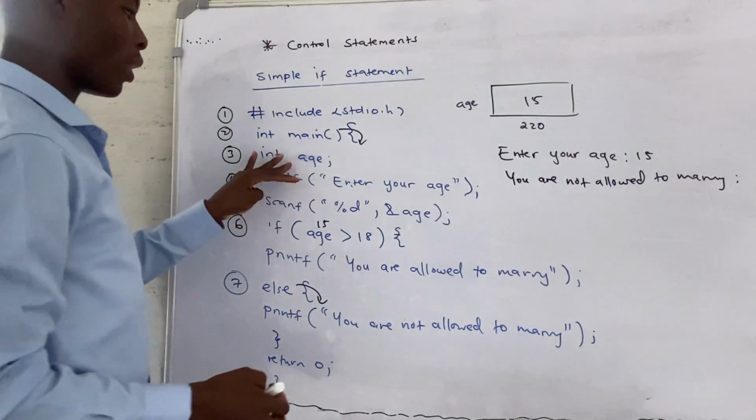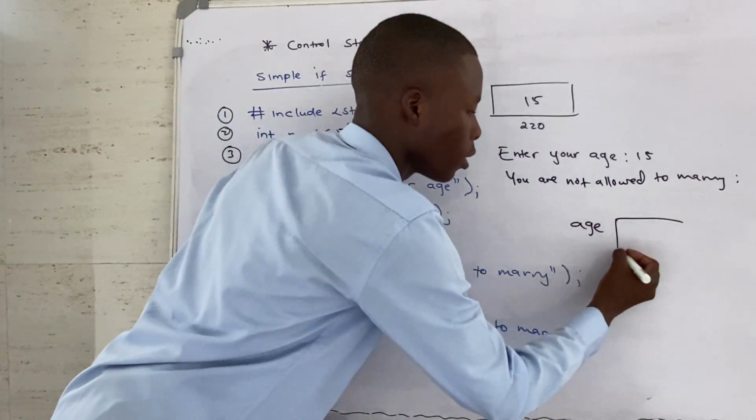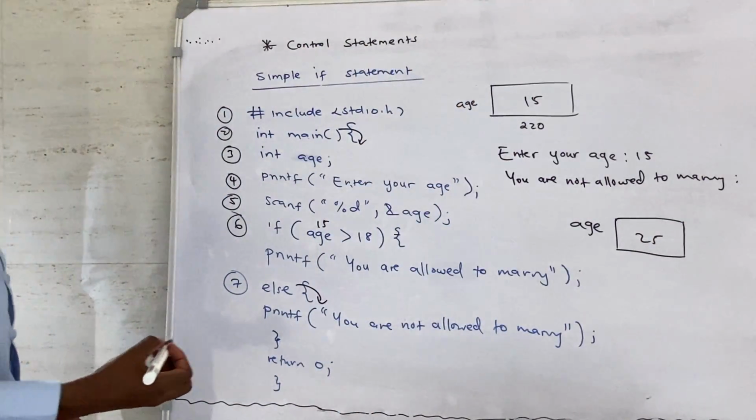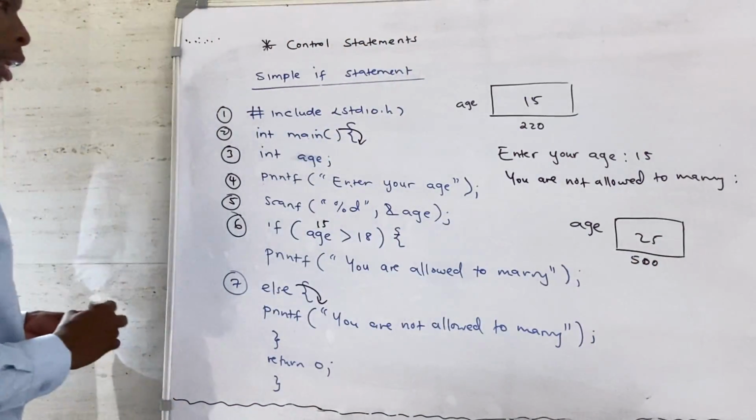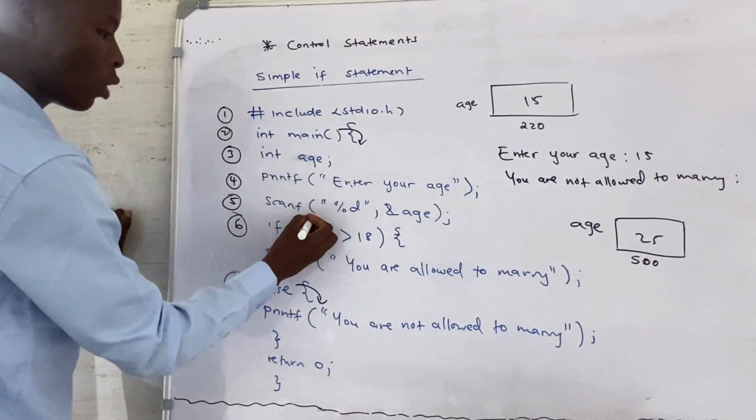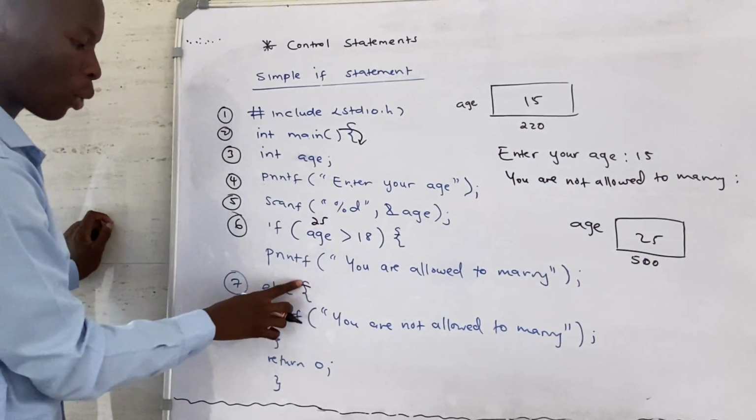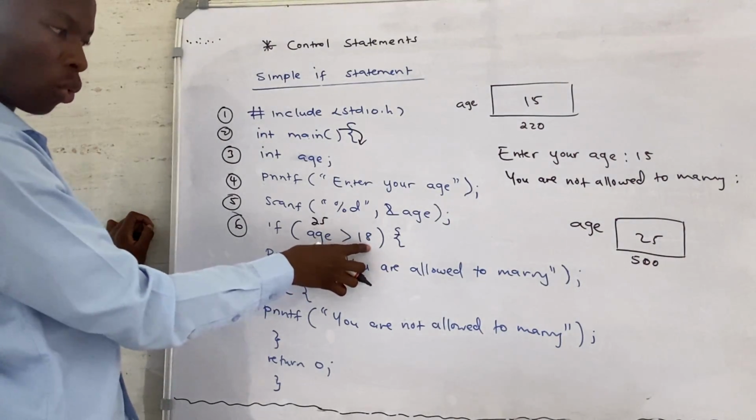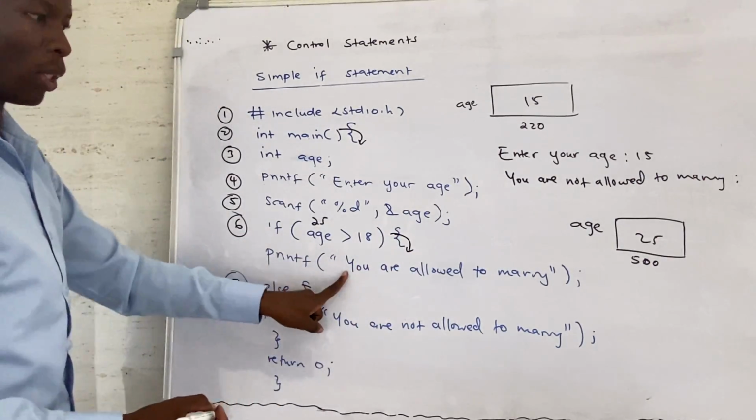Suppose the age is 20 now. It's asking you to enter your age. So the age suppose is 25. Suppose I'm entering my age as 25. This is 500. Now it will check. This is 25. 25 is greater than 18. If 25 is greater than 18, this is true. Right? This is true. If this is true, this statement is going to be executed.